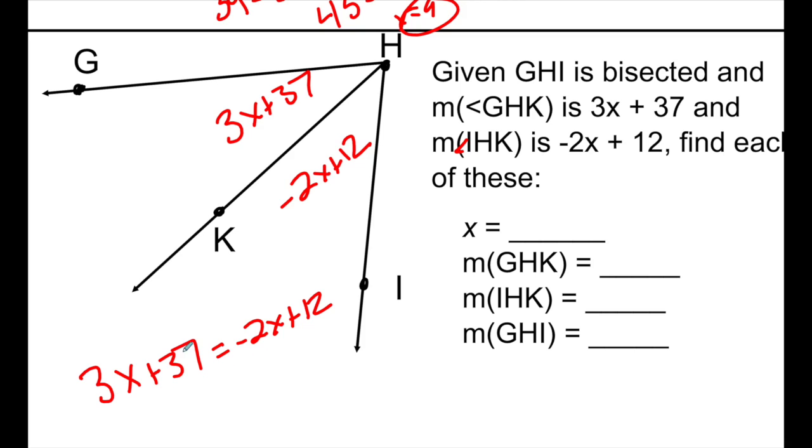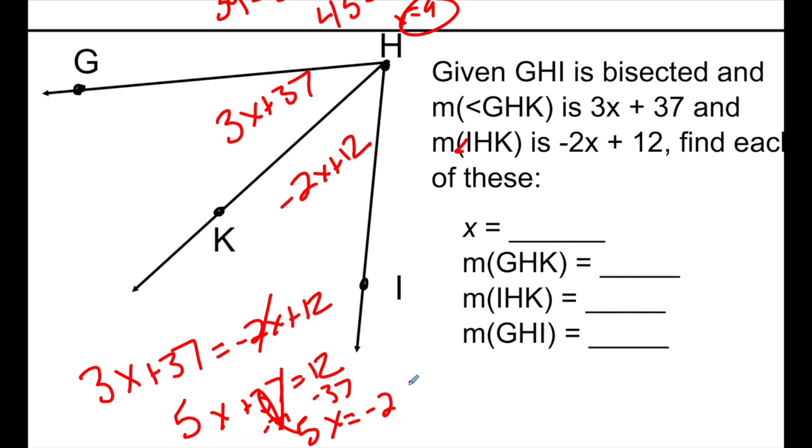There are two ways to do it. I prefer to add 2x on both sides. So 5x plus 37 equals 12. Now I need to subtract the 37. So 5x equals 12 minus 37, which is negative 25. So x is equal to negative 5.